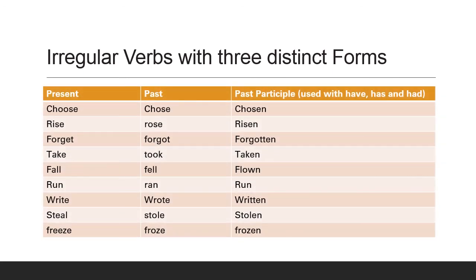Let's look at some more examples and understand how they are formed. Choose, chose, and chosen. Rise, rose, and risen. Forget, forgot, forgotten. Take, took, and taken. Fall, fell, and fallen. Run, ran, and run. Write, wrote, and written. Steal, stole, and stolen. Freeze, froze, and frozen.